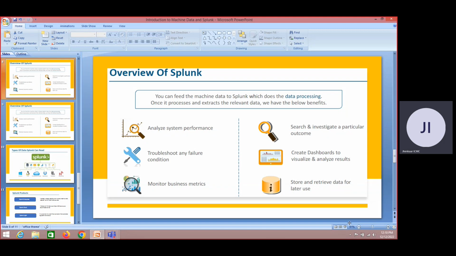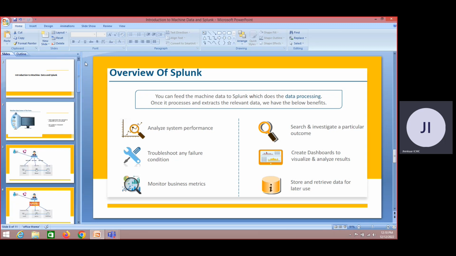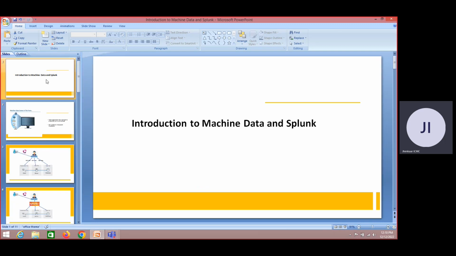Okay, so in this session, we'll be discussing Splunk. Why do we need Splunk and what exactly is machine data? We'll also understand the importance of machine data, how to analyze it, what happens if we don't analyze the data, and what the benefits are of analyzing the data with the help of monitoring tools, and mainly we are focusing on Splunk. All right, let's get started.